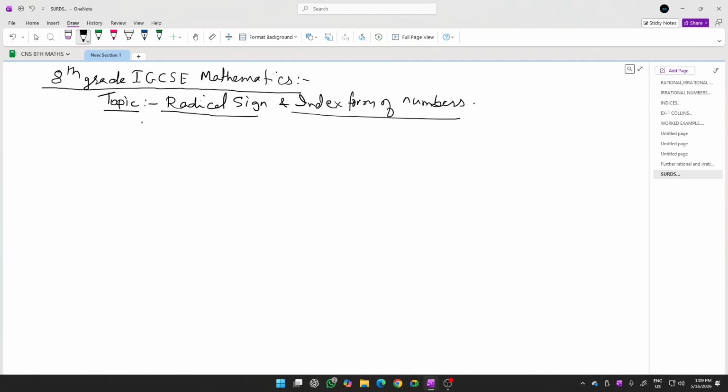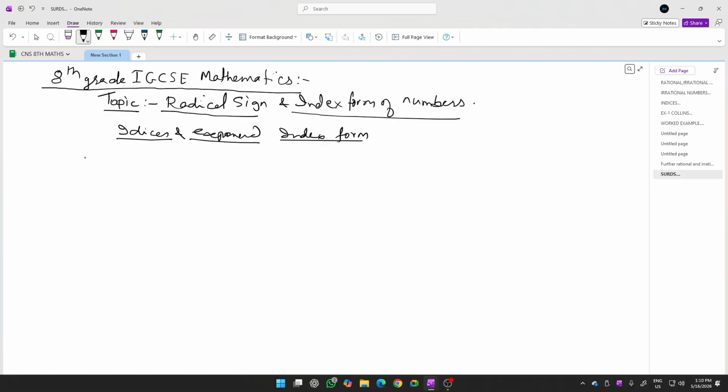Indices or numbers in index form is one and the same. I told you indices, exponent and index form have almost the same meaning. A number in index form is said to be a number in exponential form. It is said to be a number in indices form. These are various names of the same thing.